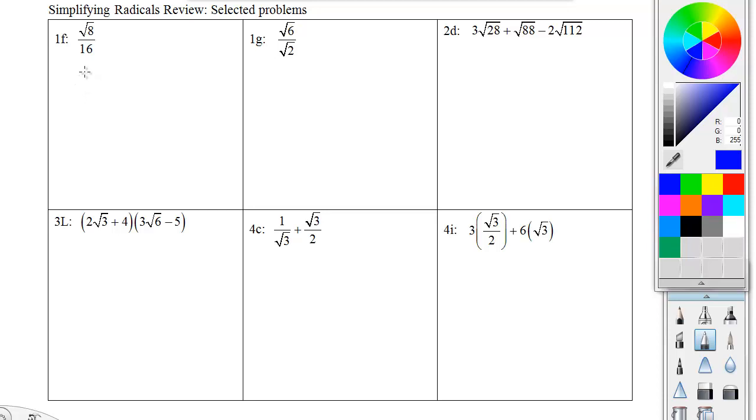First problem that we're going to look at is the square root of 8 over 16, and I'm going to simplify that by first looking at the square root of 8 and breaking that into the square root of 4 times 2, divided by 16, and then the square root of 4 is 2. So the numerator becomes 2 square root 2, and the denominator 16 can be written as 2 times 8. And those 2's will cancel, so the most simplified form of the answer is square root of 2 over 8.